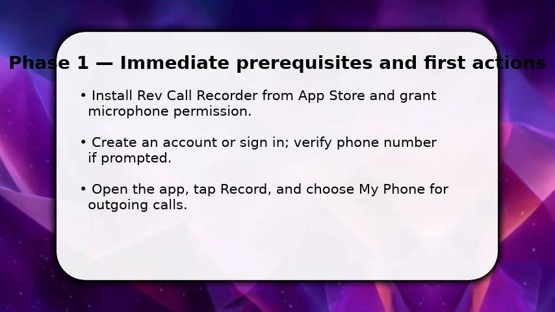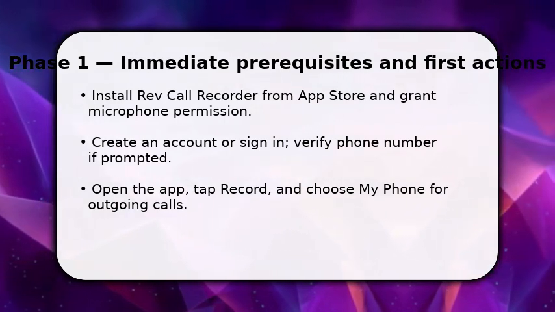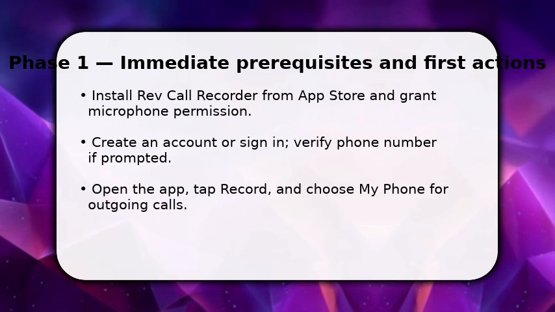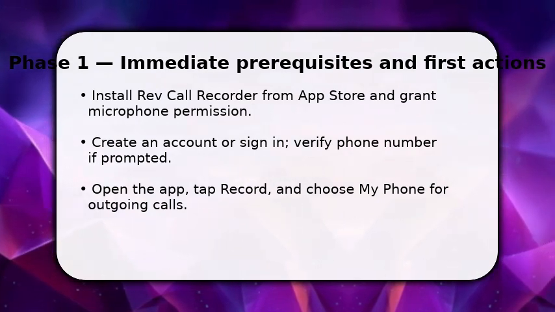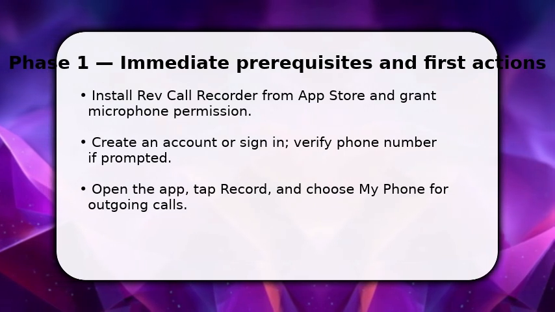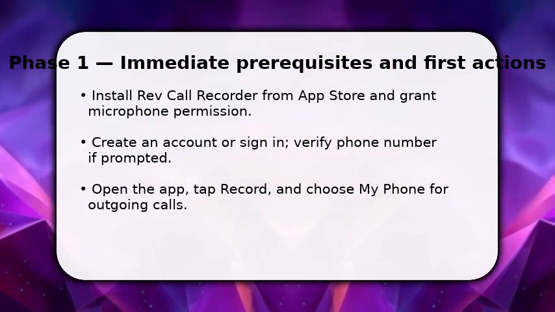Next, open Rev and tap Record. Choose the My Phone option for outgoing calls. This sets up the three-way call bridge. These steps put the recording mechanism in place quickly, so you can start recording without additional setup.